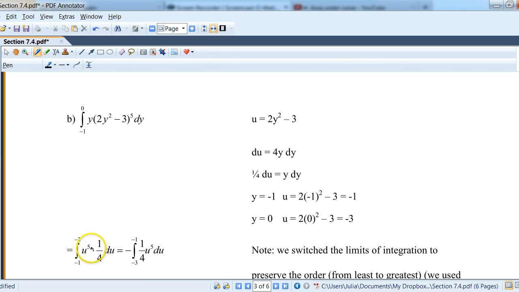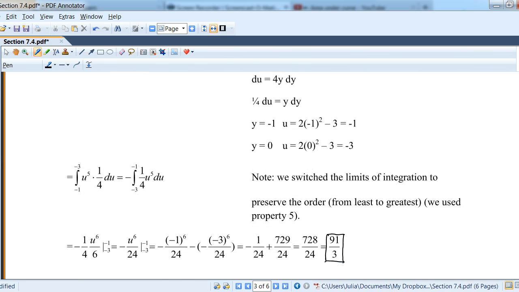Then we have u to the 5th times the y dy. If you recall, that was 1/4 du. So you can pull 1/4 to the front. I also switched the endpoints. That's how come we have the negative on the front. Remember, that was property 5. I like to switch the endpoints. Yes, you could have computed it without switching the endpoints, but pretty soon we're going to put the negative in front of the integral anyway with the area. So practice. If you ever have the switching with the u substitution and all of a sudden the upper limit is smaller than the lower one, you can always switch it and put a negative on the front.